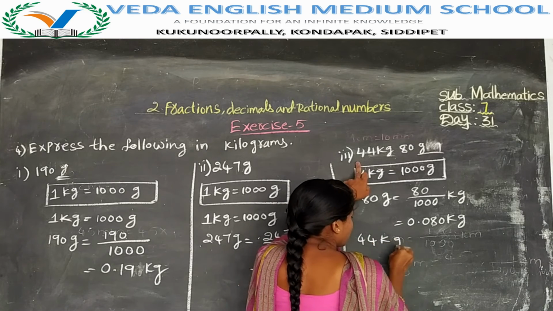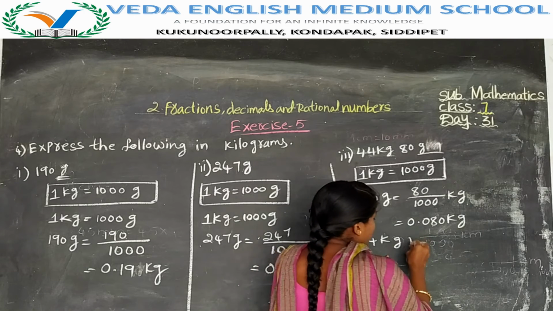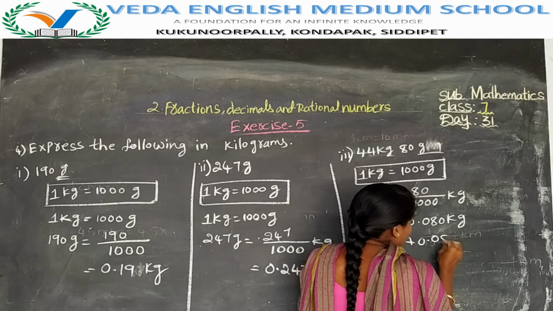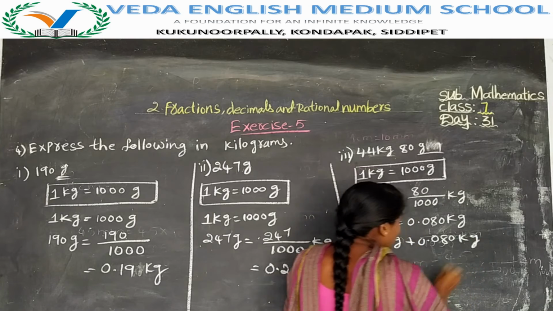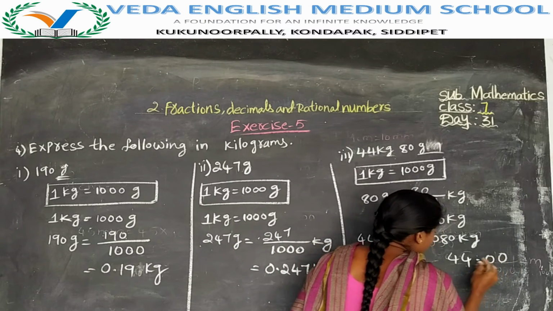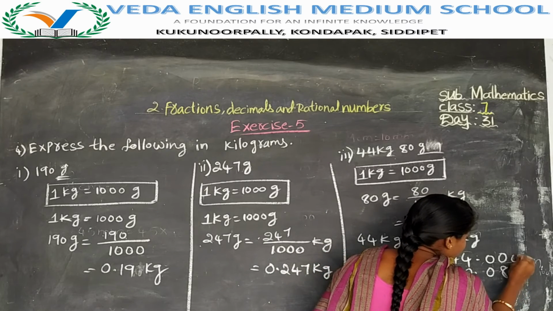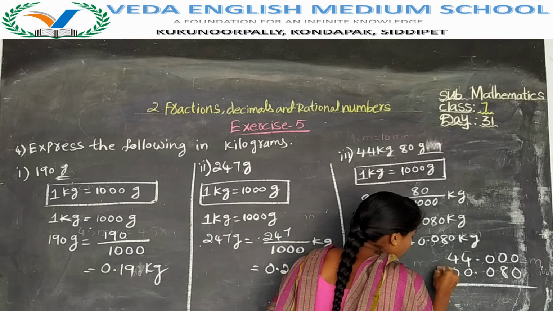Now 44 kgs. 44 is in kilograms, and this is also in kilograms. If both are in kilograms, we have to add them: plus 0.080 kilograms. Addition of decimals we have learned. Now how to do it? 44.00 next is 0.080. If the digits are not sufficient, we have to keep zeros.